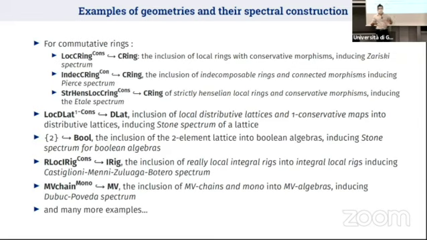So you may have met a lot of examples of this construction, which has a lot of instances: the spectrum of a commutative ring, the Zariski spectrum for commutative rings, which is induced by the stable inclusion of local commutative rings and conservative ring morphisms, or other notions of spectrum for rings such as the Pierce spectrum or the étale spectrum; also Stone duals of distributive lattices, induced by the inclusion of local distributive lattices and some kind of conservative morphisms between them, or more exotic notions such as the more recent spectra for integral rigs or for MV-algebras, and so on.